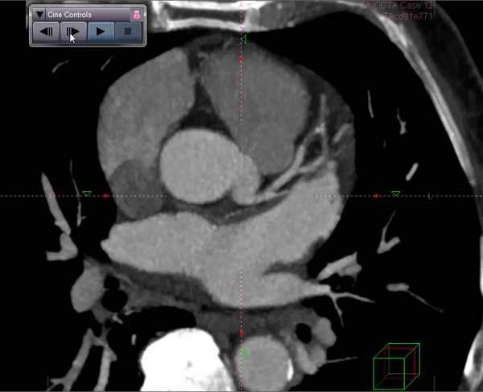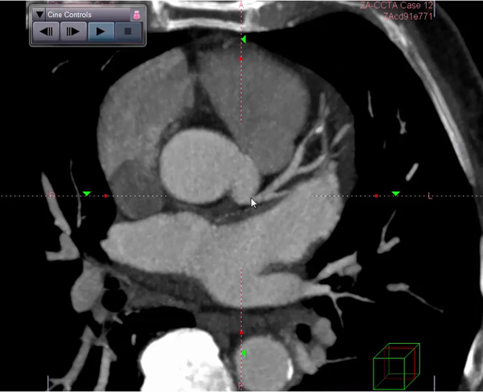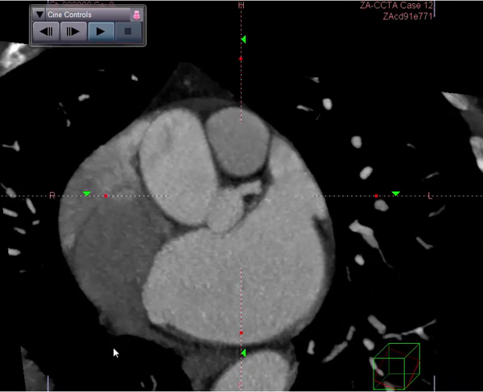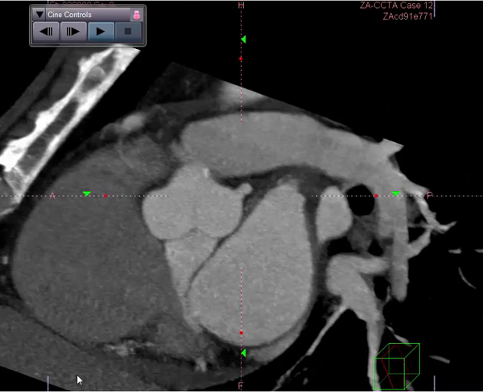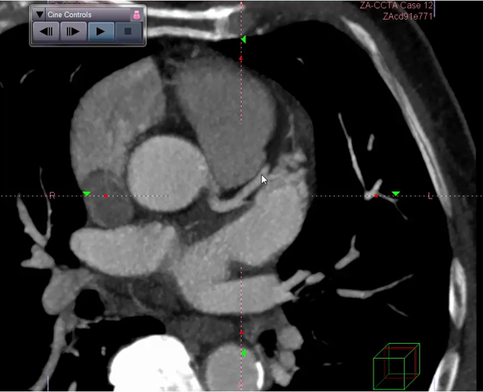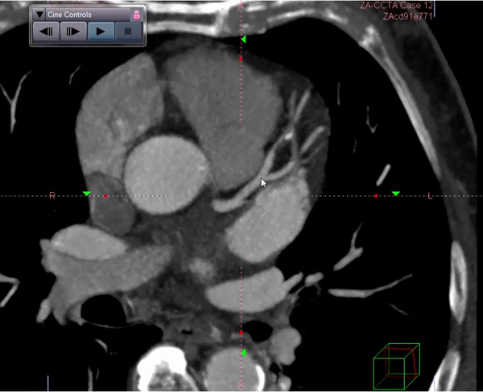Let's start looking at the left main first of all. Put this in the crosshairs. Left main appears to be quite normal. Proceed into the left anterior descending artery. Put this in a foot view, and proximal vessel appears to be quite normal.